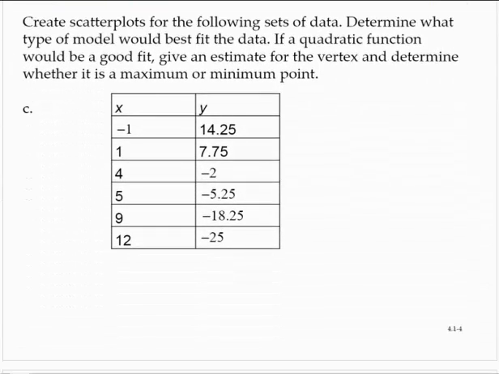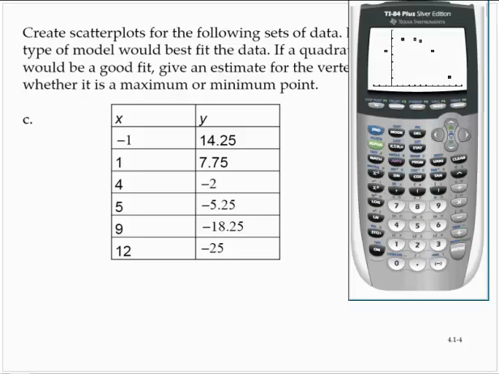All right, let's look at one more. Stat edit. Let's change out some data points here. x values: negative 1, 1, 4, 5, 9, and 12. y values: 14.25, 7.75, negative 2, negative 5.25, negative 18.25, negative 25.